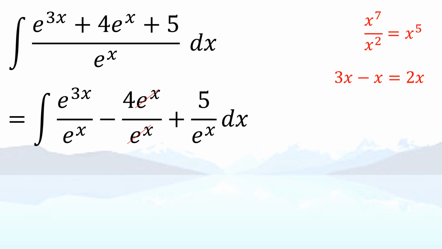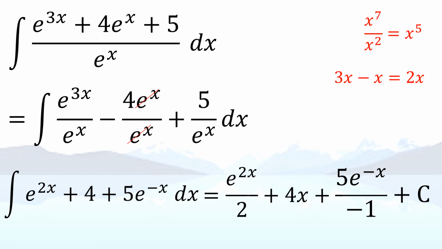So simplifying further, we have the integral of e to the 2x minus 4, because we cancelled already e to the x, plus 5 e to the negative x. So we bring e to the x in the numerator, so it will become negative. Continuing, so we have e to the 2x over 2 minus 4x plus 5 e to the negative x over negative 1 plus c. If you want to make e to the negative x positive, you can do it so.